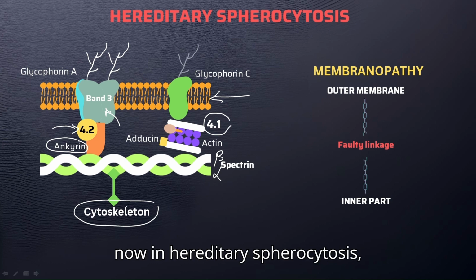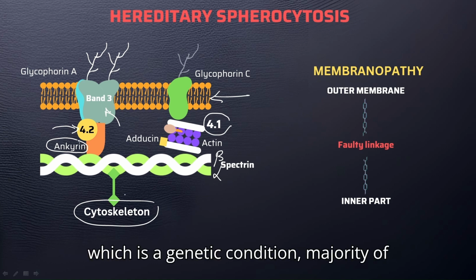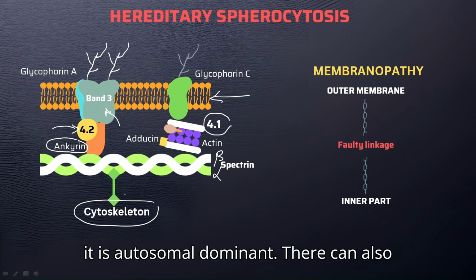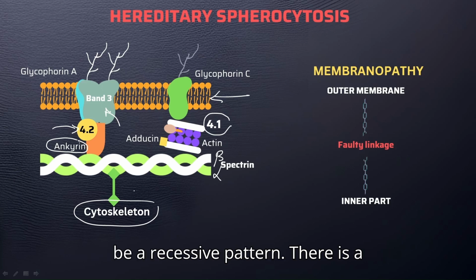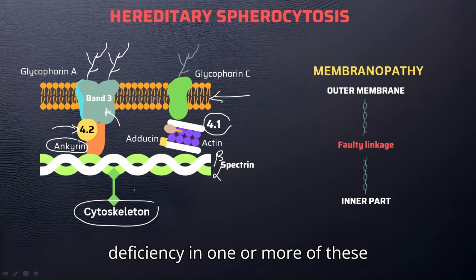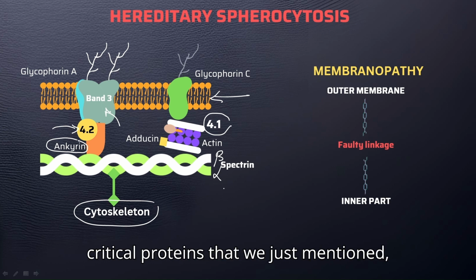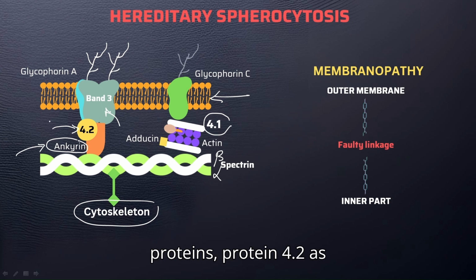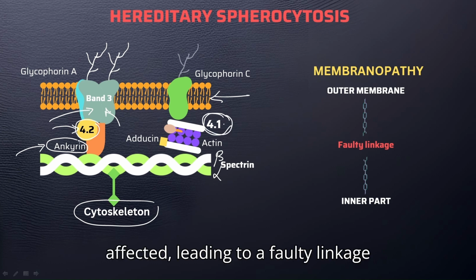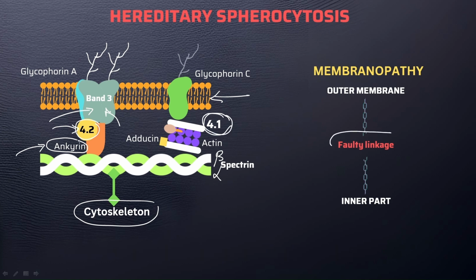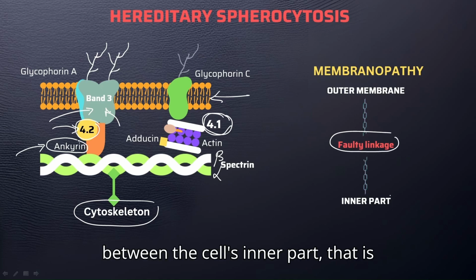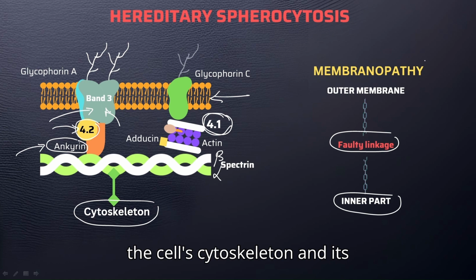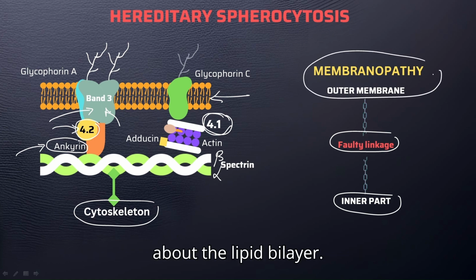So now in hereditary spherocytosis, which is a genetic condition, the majority of it is autosomal dominant. There can also be a recessive pattern. There is a deficiency in one or more of these critical proteins that we just mentioned, right? Spectrin perhaps being the most common, but also ankyrin, as you see right here, band 3 proteins, protein 4.2, as well as 4.1 may all be affected, leading to a faulty linkage between the cell's inner part, that is the cell's cytoskeleton, and its membrane. In other words, we are talking about the lipid bilayer.